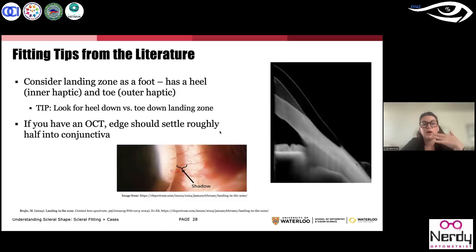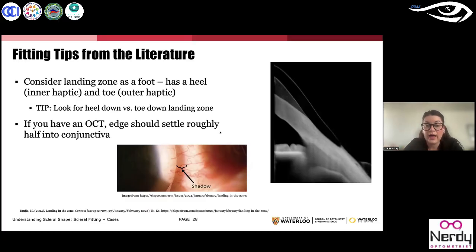Some more tips. As I mentioned earlier, consider the landing zone as a foot. The heel is that inner haptic and the toe is the outer haptic. So a good thing to do is look for heel down versus toe down landing zone. Where is that blanching if it's too tight? Is it in the inner part of the haptic closer to the limbus, or is it right at the edge, where the conj is almost bulging out? If you give this information to your lab consultant, they're going to be able to help you fix that lens, even taking photos and sending them to the lab.